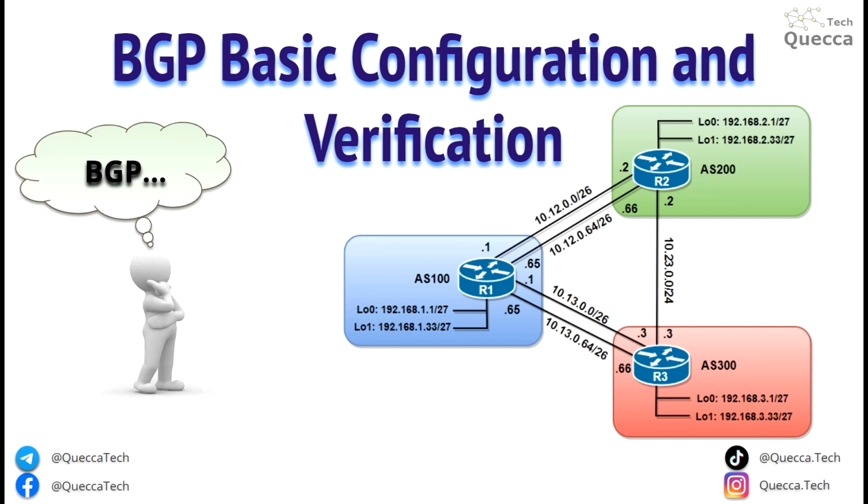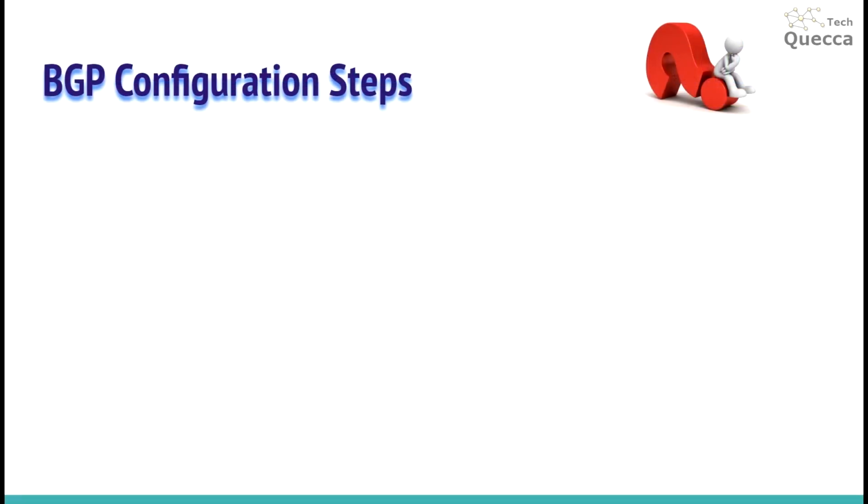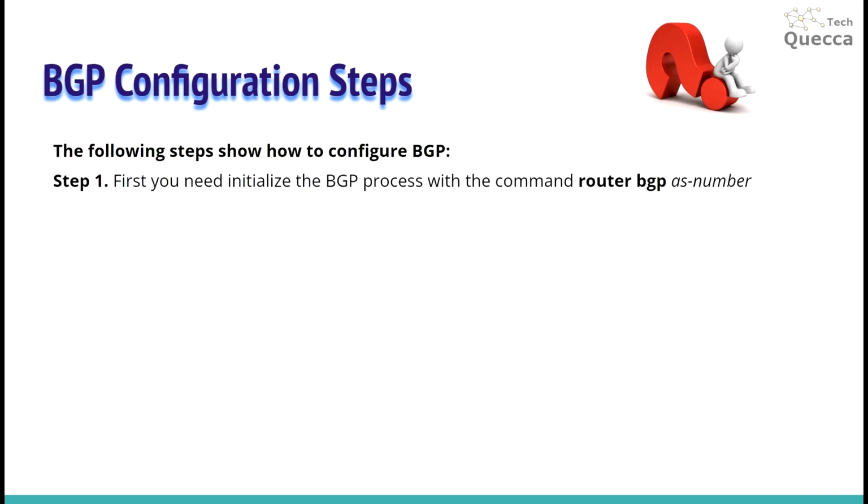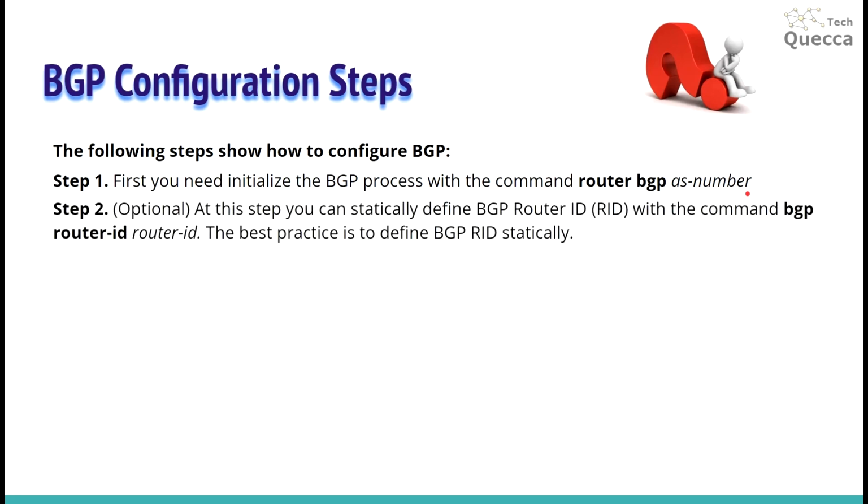So let's do it. So how to configure BGP? There are a couple steps and I will talk about them. First step, you need to initialize the BGP process with the command router BGP autonomous system number. Then second step is optional. At this step you can statically define BGP router ID with the command BGP router ID and then use your router ID number. The best practice is to define BGP router ID statically.